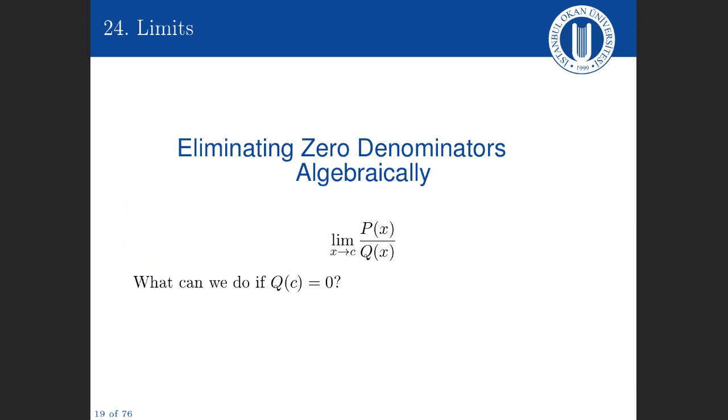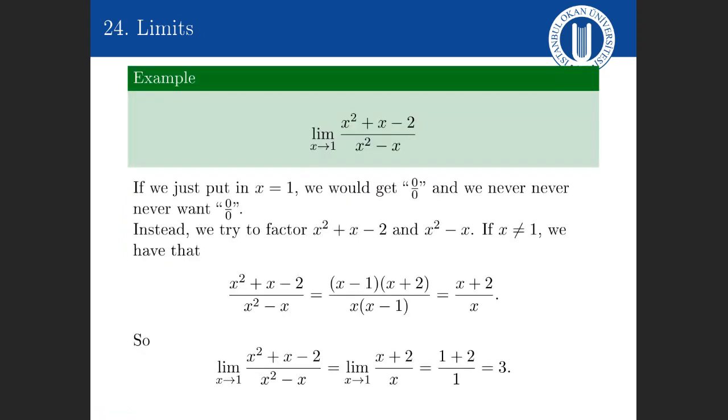But what do we do if we do have 0 on the bottom? Well, if we want to calculate the limit as x tends to c of p of x divided by q of x, if q of c is equal to 0. For example, calculate this limit. If we just replace x by 1, we're going to end up with 0 divided by 0. And this is something we never, never, never want. 0 divided by 0 is not a number. This is not the answer to this question.